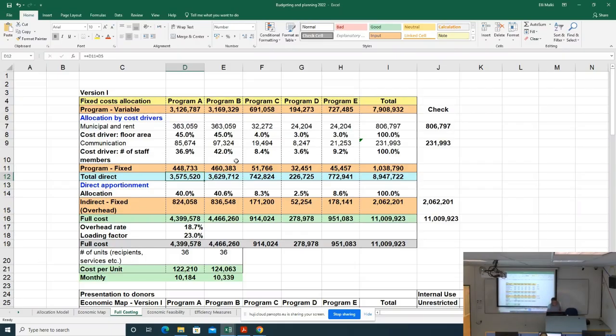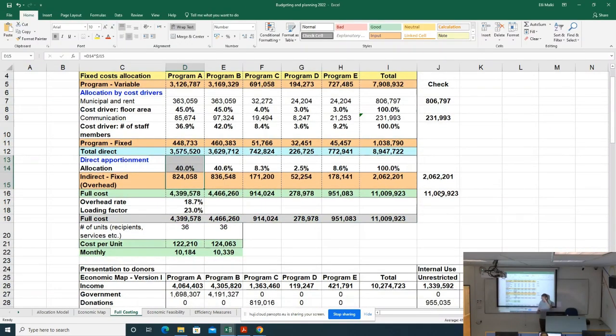So we will begin with the short method, okay? To calculate the allocation of general and management using the short method, first of all, we have to calculate the overhead rate and the loading factor, okay? So we'll start with the overhead rate, which is right here.